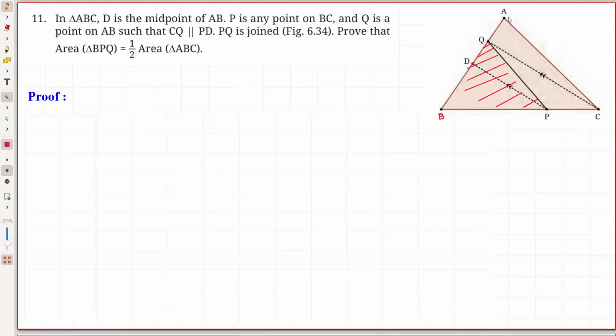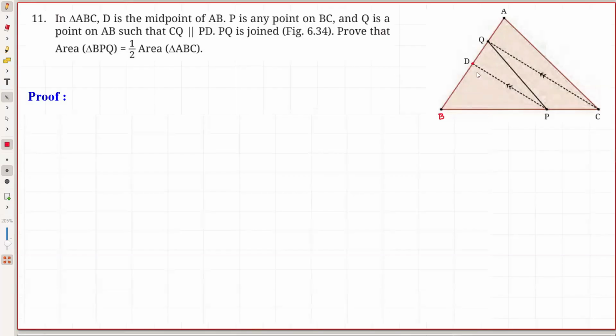Okay, in a triangle ABC, we have to prove that the area of the triangle BPQ is equal to half of the whole triangle ABC. That's what you have to prove. For proving this, I'm going to do a construction. First of all, I'll just explain the overall idea of how to prove it.